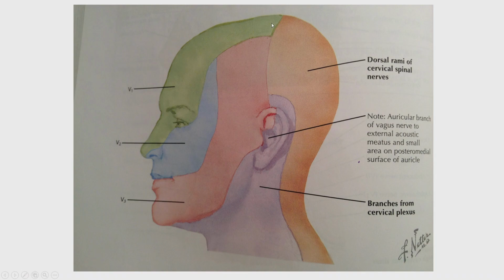This is the territory of the trigeminal nerve, bounded by the interauricular line. This is one side and the other side. So what is in front is the territory of the trigeminal nerve. A small area in the ear region is innervated by the vagus and facial nerves. Here are the dorsal branches of the cervical spinal nerves, and this is the ventral branch of the cervical spinal nerves that make the cervical plexus.